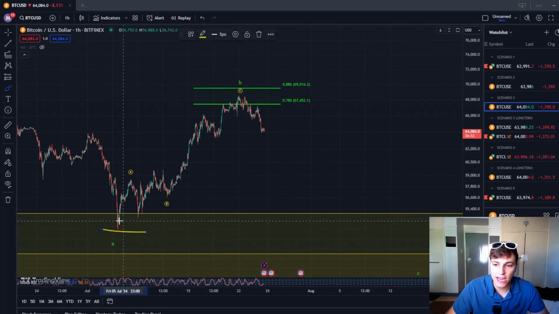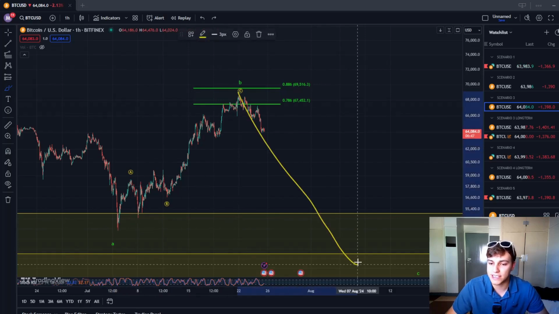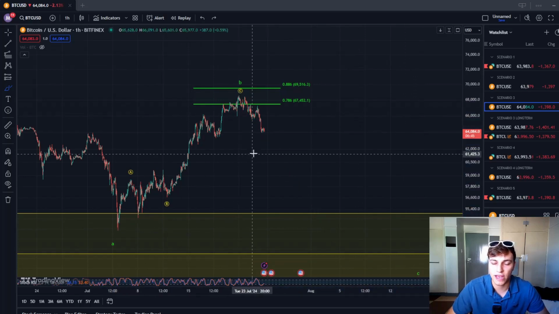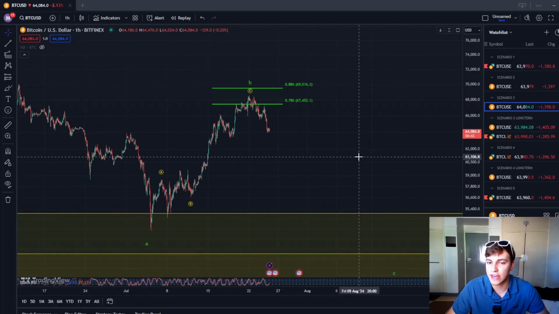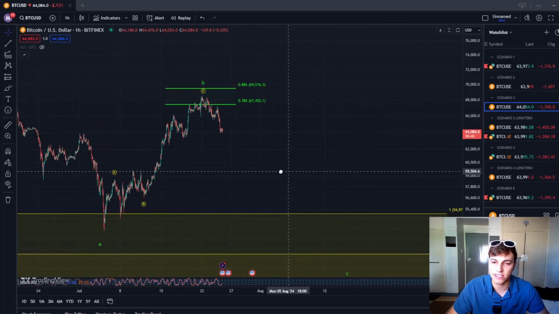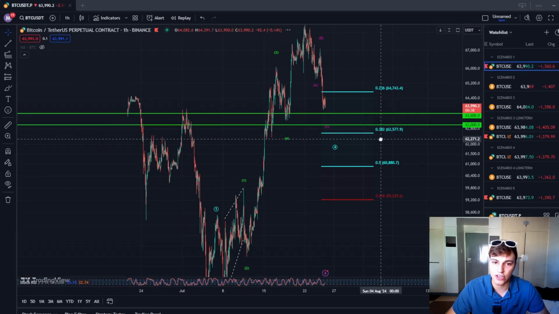Taking this low at 53,135 and going deeper into that yellow box we have on the lower side. But that is not at the moment the target now. This is the main scenario.